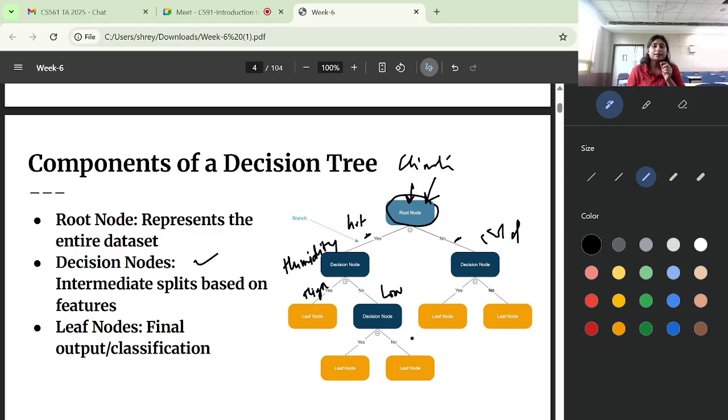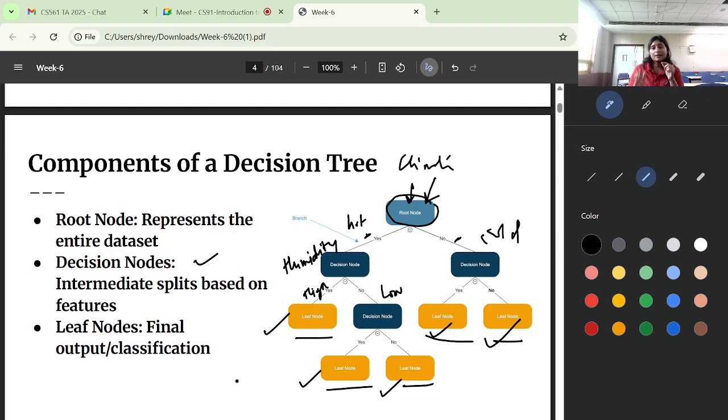And finally, these leaf nodes, which are represented in this orange-yellow color, are the final output or classification. Let's say I want to predict the temperature of tomorrow. The temperature can depend on climate, humidity, wind and other aspects. So these blue nodes can have wind, climate and other aspects, and these yellow nodes will have the final temperature value. Or you can say you have divided the temperature into bins: high, medium and low. So these leaf nodes will be the values high, medium and low.